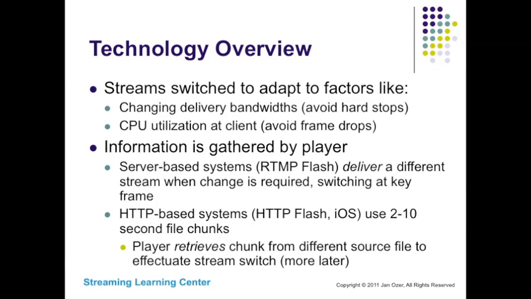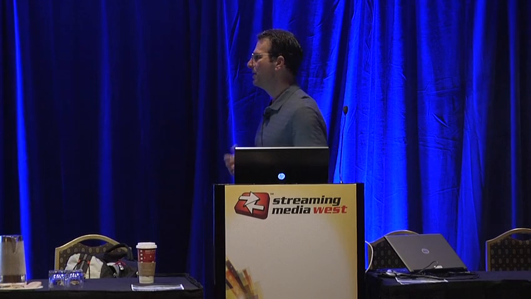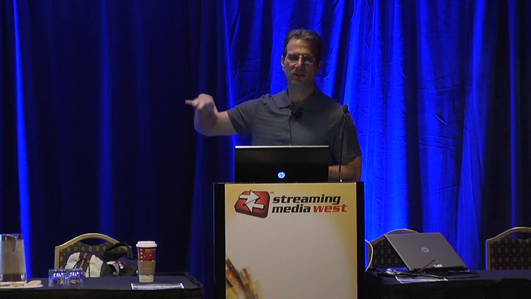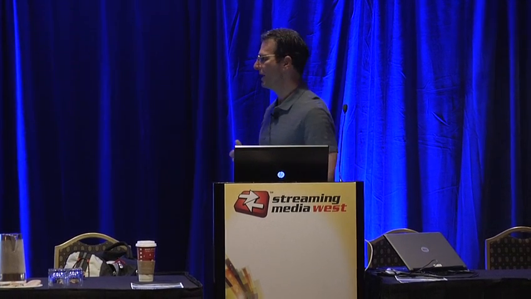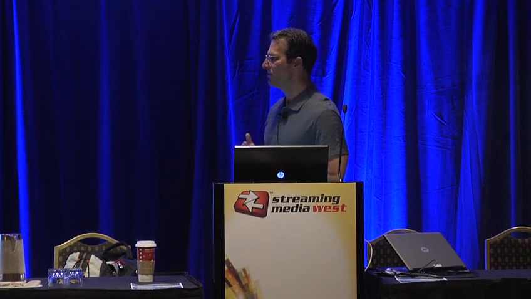Okay, as kind of a technology overview, adaptive bitrate technologies encode the source file into multiple streams, and then they deliver different bandwidths according to changing buffer requirements, the amount of data in the player, and also CPU utilization at the player. So you encode multiple streams, and then you deliver different streams based upon what's happening at the player side. There's two basic types of adaptive streaming technologies.